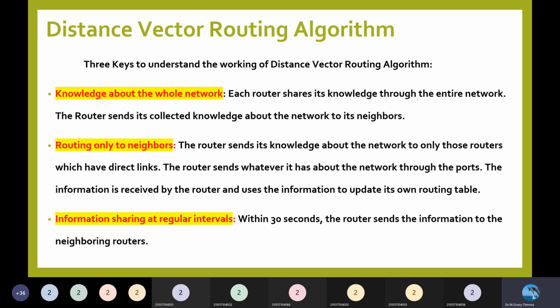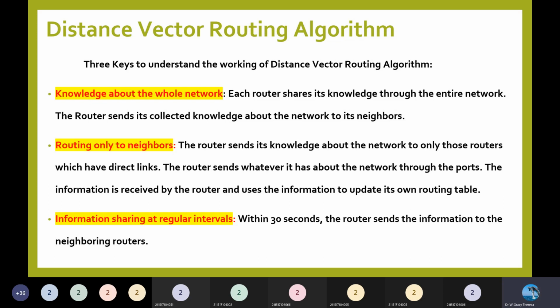So each and every router updates whatever information it knows about the network, and that will be shared among its neighbors. Only by sharing can it come to know the knowledge about the entire network. The router sends its collected knowledge, and that is how it is possible. Otherwise, it's not possible. Only by sharing its table does it come to know which nodes are in this particular network, and the shortest path to reach them. That idea happens only by sharing.